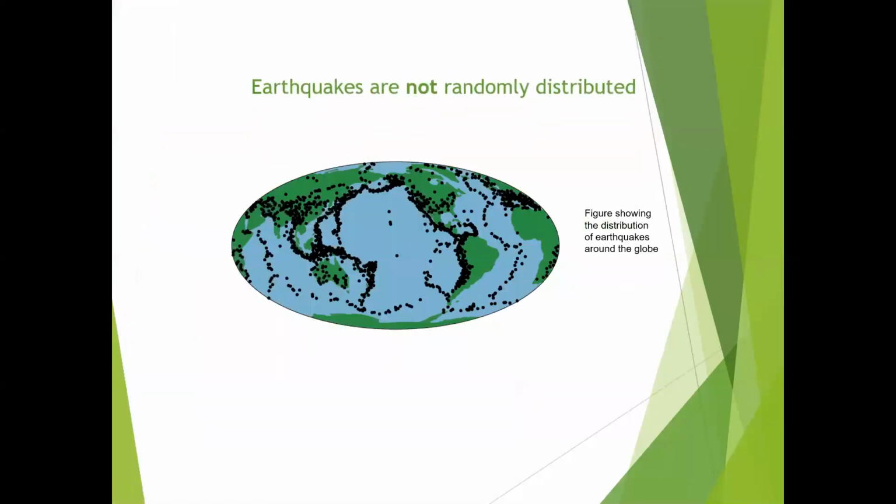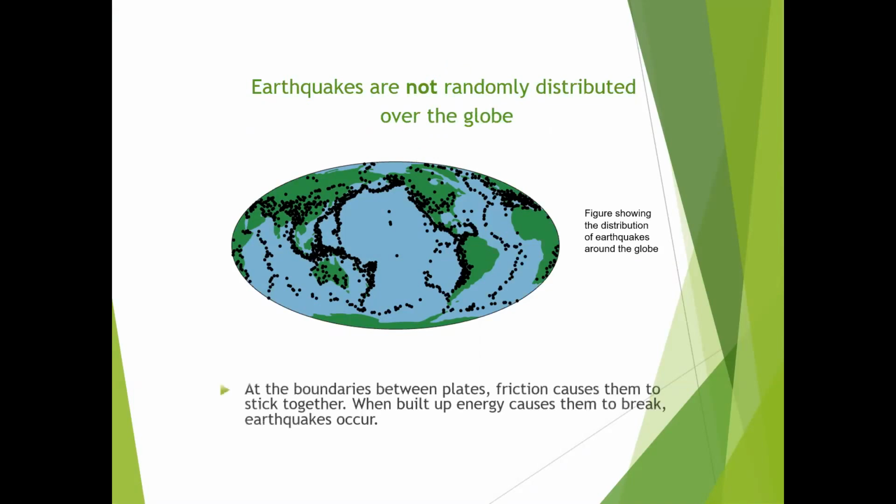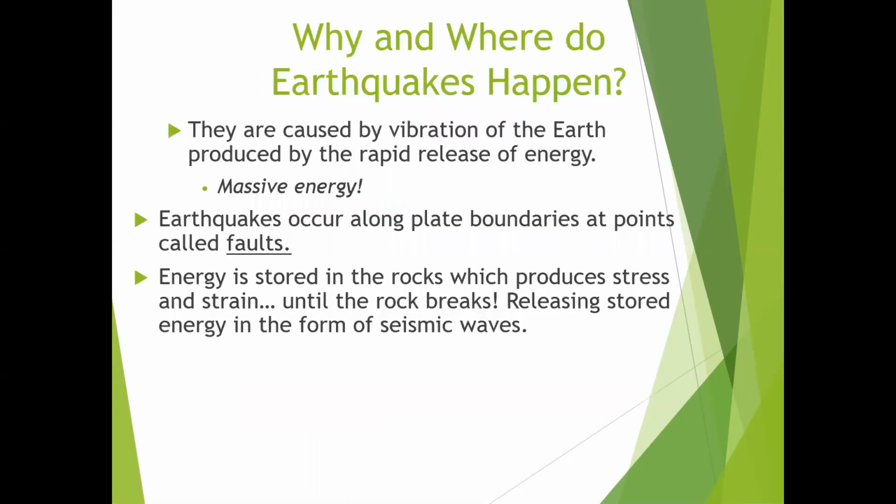All right, so in the last unit, we talked about plate tectonics. And so hopefully by looking at this map, you can see that there is a definite relationship between earthquake activity and plate boundaries. So you can kind of see in this image of the globe that they're closely related to where plates are going to meet. At the boundaries between those plates, the friction is going to cause them to stick together. And when that energy is built up, it needs to be released. And when it is released, that's when we see earthquakes.